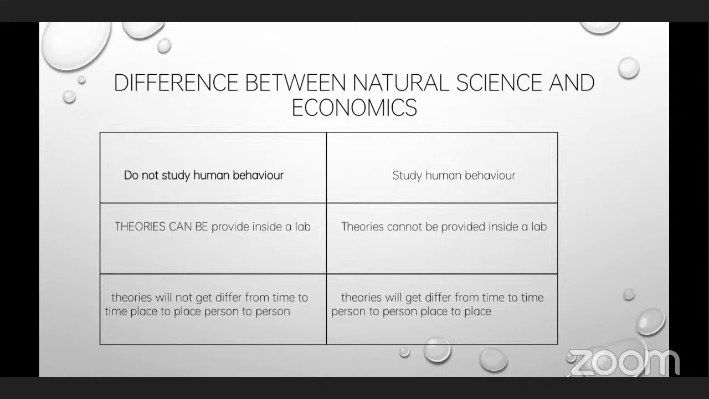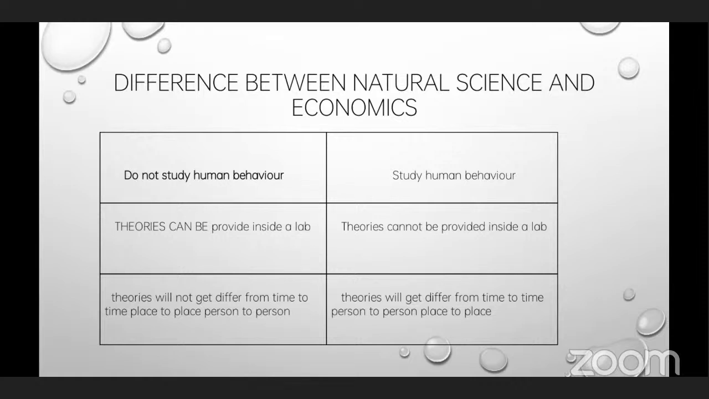Differences between natural science and economics. Okay, we'll see. We will differentiate them. In natural science, we do not study human behavior, while in economics, we study human behavior, how people behave in society. Second, in natural science, theories can be proved inside a lab, but in economics or a social science, theories cannot be proved inside a lab, but can be proved in society.